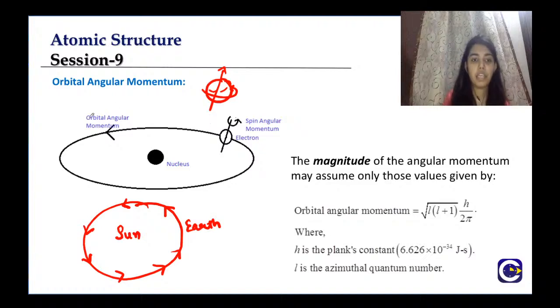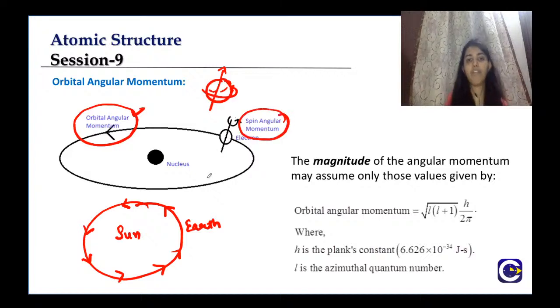So here, when the electron is revolving around the nucleus, it is known as orbital angular momentum. It is known as what? Orbital angular momentum. While when the electron is spinning itself, just as the Earth is rotating along its own axis, then it is known as spin angular momentum of the electron.